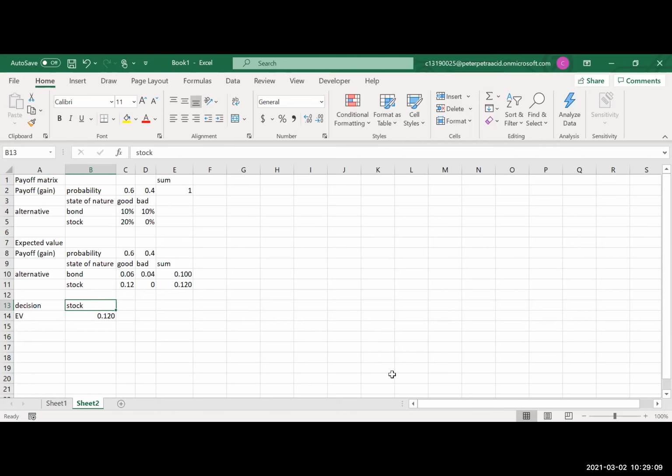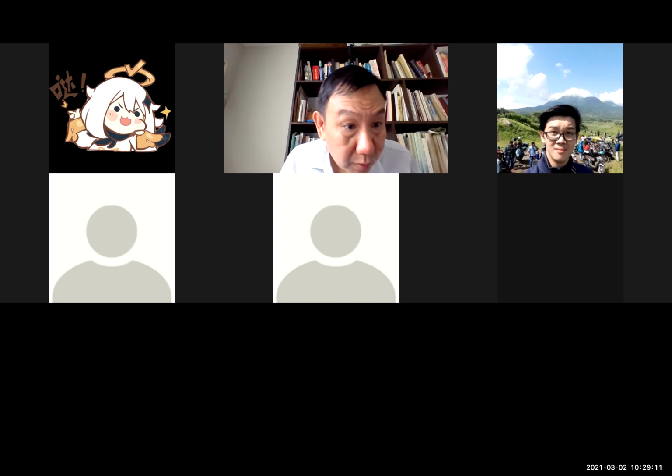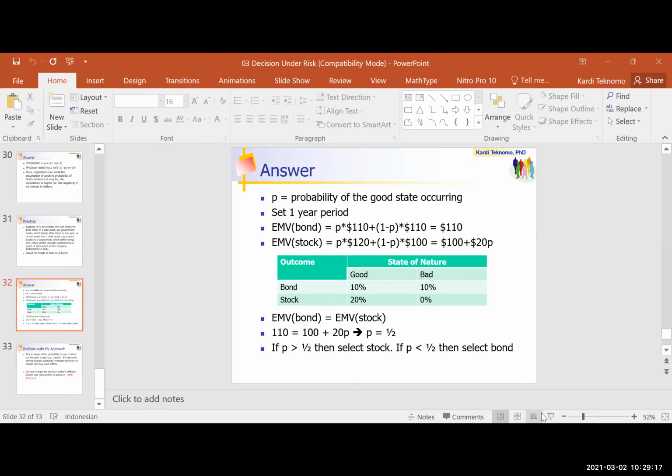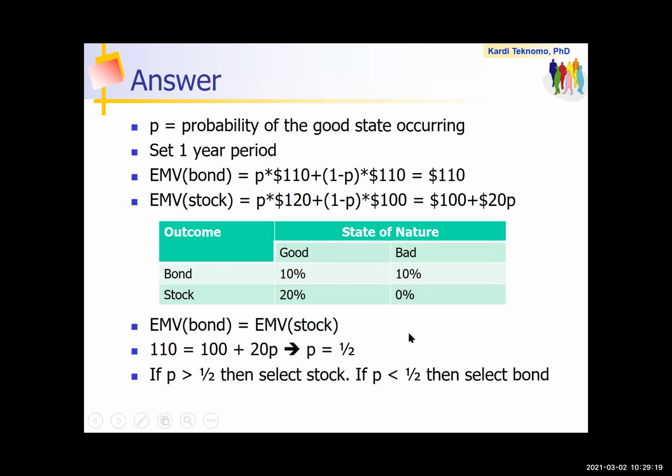Let me share my screen again. Can you see it? So in here I use P. Then we use simple algebra to compute the P, and then we can conclude, okay, easier because we generalize into a P variable. Then you can say this is positive, select stock or select bond based on the value of P. But if you use a computer, of course, you need to decide P first, right?